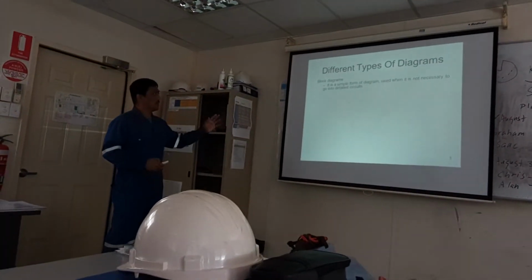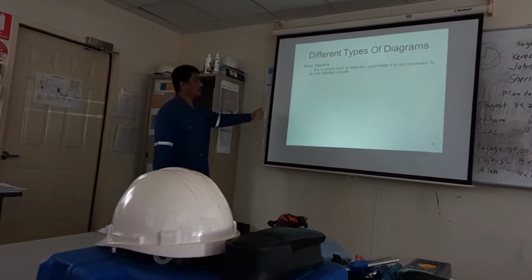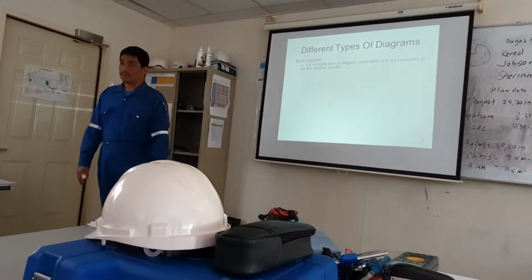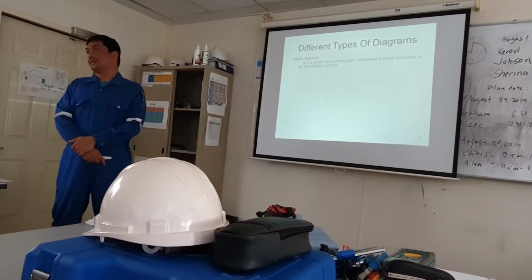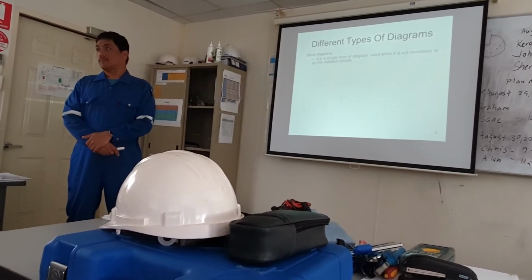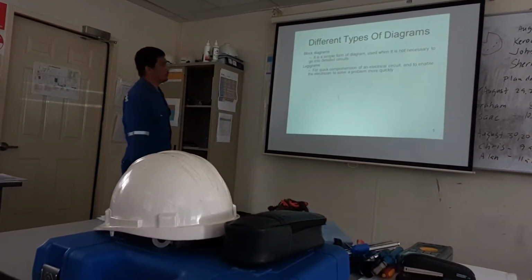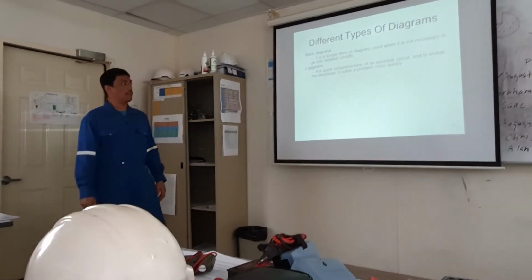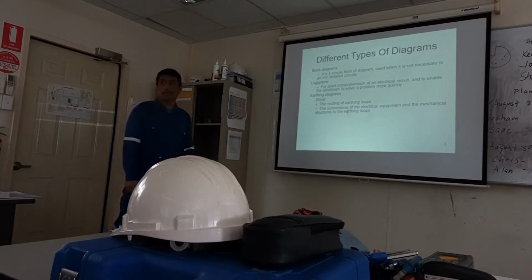So these are the different types of diagrams, including the block diagrams. Block diagram is a simple form of diagram used when it is not necessary to go into detailed circuit. It shows only blocks, squares, rectangles, triangles, circles, which explain how the operation works. Like the UPS, the inverter, the rectifier, it shows some block diagrams. Okay? Logograms, for quick comprehension of an electrical circuit and to enable the electrician to solve a problem more quickly. Earthing diagrams, it shows your earthing system.